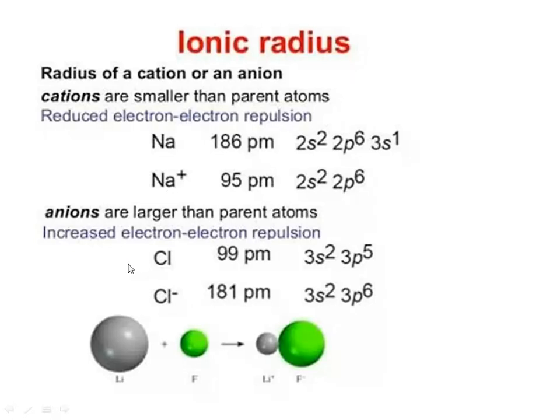This is an anion, chlorine. Chlorine is the parent atom, so its atomic radius is 99 picometer. The configuration has 17 electrons, the last being 3s2, 3p5. When it gains one electron, the ionic radius increases from 99 picometer to 181 picometer. So in the anion there is a gain of electrons, so compared to the parent atom the anion's ionic radius is greater. In the case of a cation, compared to the parent atom it will be lesser. So students, you must remember this point.